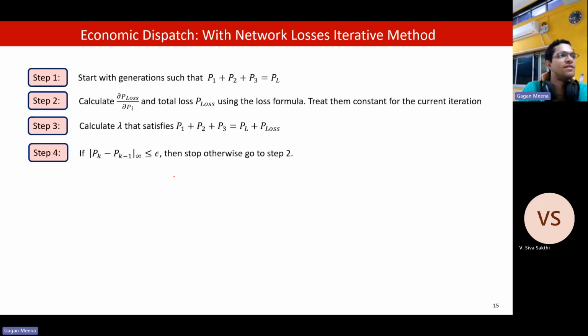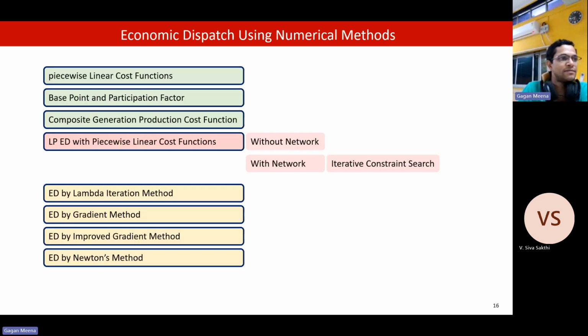Any doubt in this procedure? If you have any doubt, you can ask in between also. There is no problem.